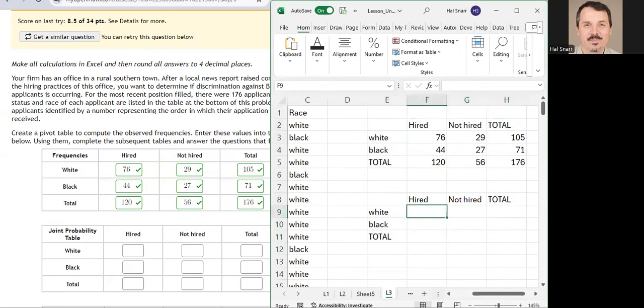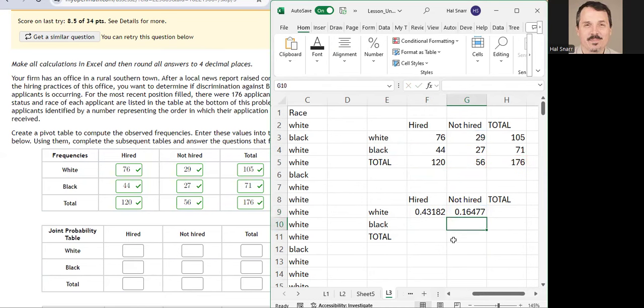Okay. So to create the joint probability table, we need to calculate the probability of white and hired. To calculate the probability of white and hired, you divide the frequency of white and hired by the overall total, 176. Okay. And then you do the same for white and not hired. White and not hired, that frequency is 29. The overall number of applicants was 176, right?